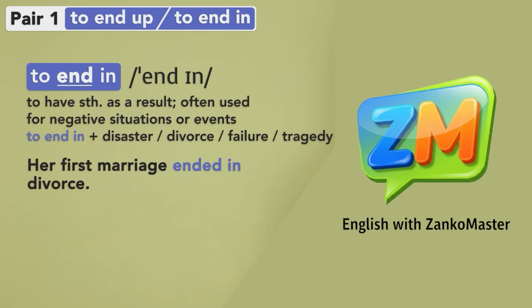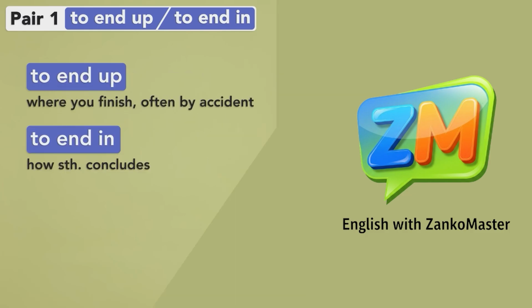Now, to end in means to have something as a result. It's often used for negative situations or events and collocates strongly with words like disaster, divorce, failure, and tragedy. Here's an example. Her first marriage ended in divorce. End in doesn't always refer to something negative, though. For example, the match ended in a draw. End in tends to be followed by a noun. So to recap, end up is about where you finish, literally or figuratively, often by accident, while end in is about how something concludes, often with a specific result.